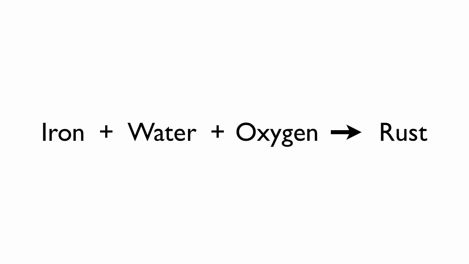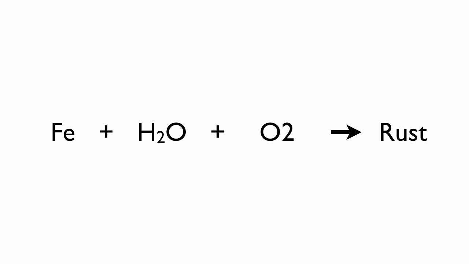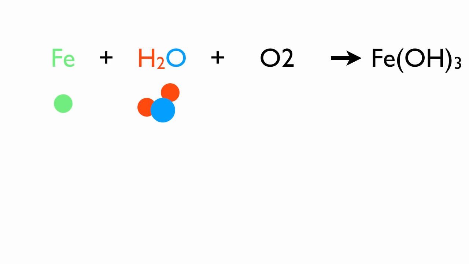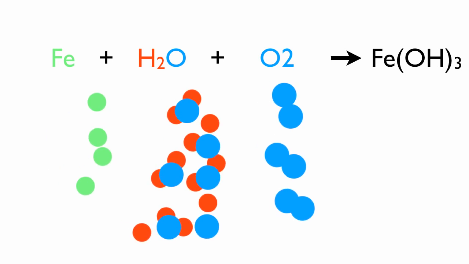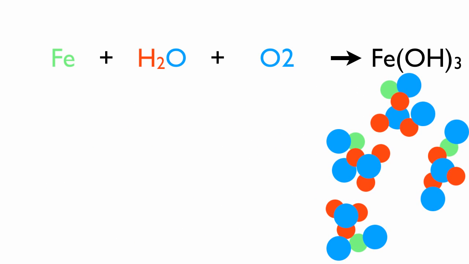Iron rusting is a chemical change because the iron turns into a new material. The process of rusting can be seen in a chemical formula. Iron plus water plus oxygen yields iron 3 oxide, or rust. In this chemical equation, we start with iron, but end up with something brand new.